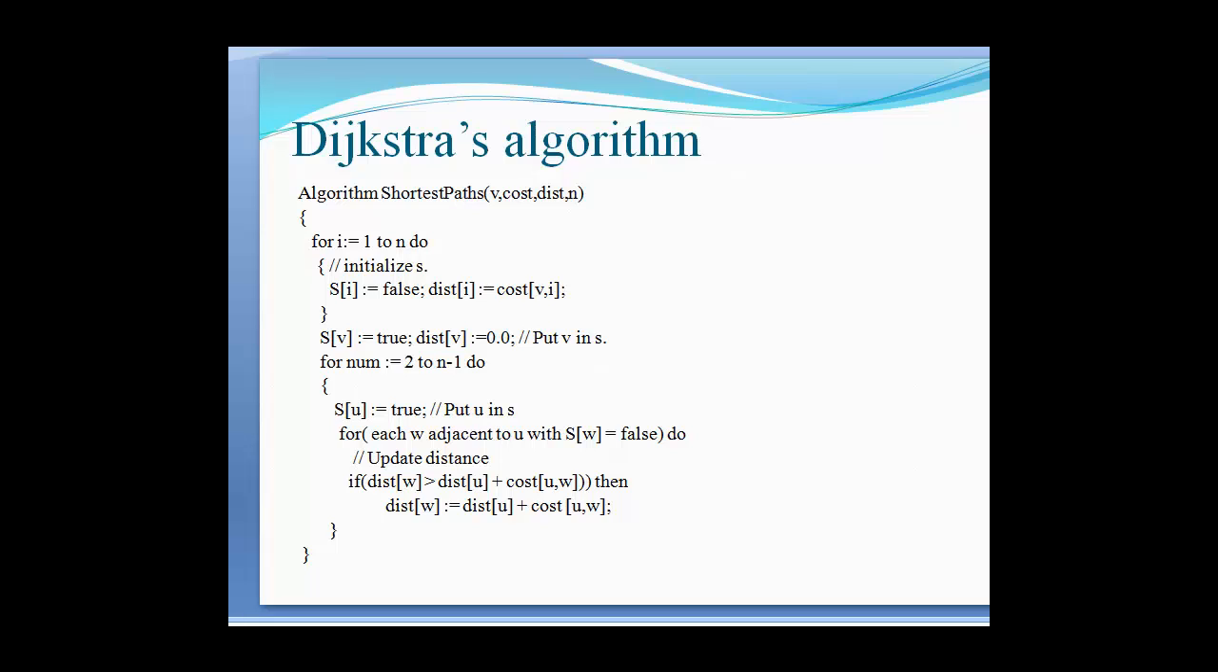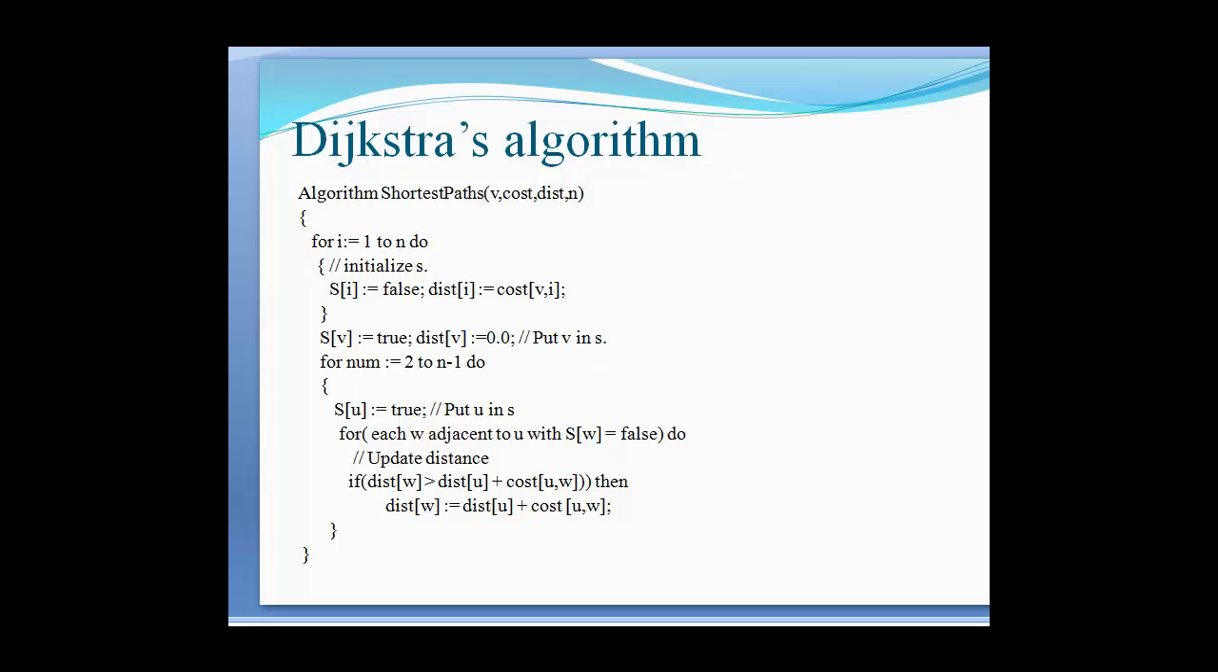In the algorithm, I have used the function shortest path, which has four parameters: v, cost, dist and n. V represents the number of vertices, cost represents the adjacent vertices from the current node, dist represents the distance between two nodes, and n represents the number of nodes. In the function, the first for loop will execute for the number of vertices, that is for i from 1 to n. S of i is set to false, and distance of i is equal to cost of v comma i. S of v is set to true because v is present in S. Distance of v is set to 0.